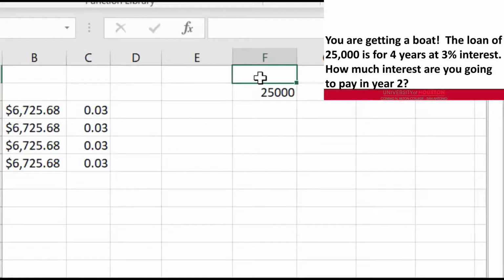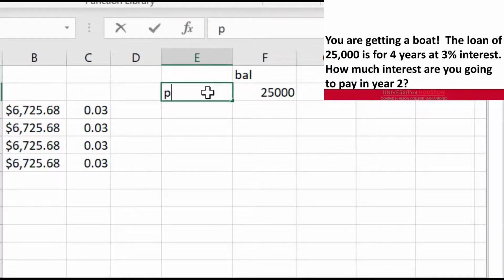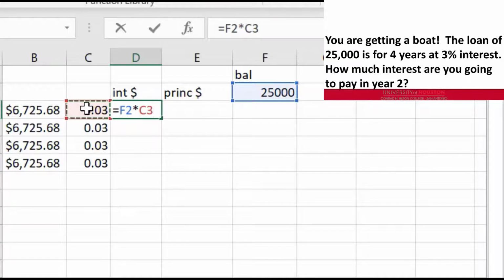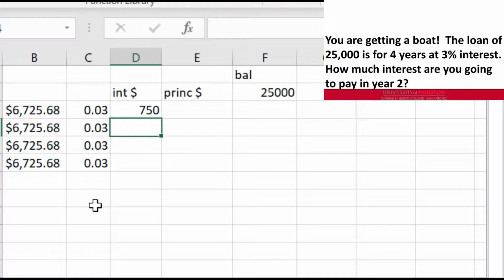I will label these again. Balance, principal dollars, interest dollars. We always have to pay interest on our outstanding balance. We pay 3%, so that will equal our balance times this interest rate. In the first year, we will pay $750 of interest.